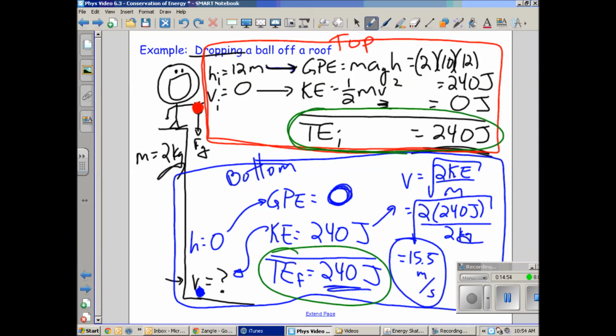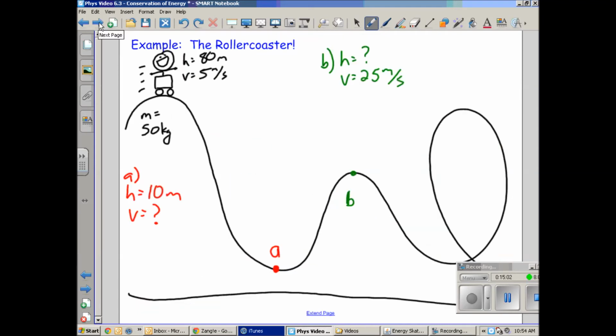Because we know the displacement would be negative 12 meters. So we actually could use some equations from our first unit to have solved this. All right, so what about this? What if I gave you a roller coaster? This is something we've never done before.